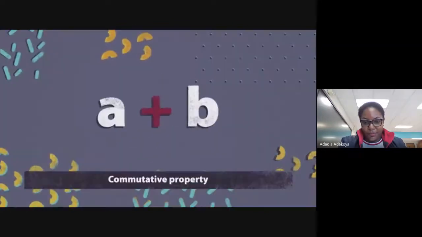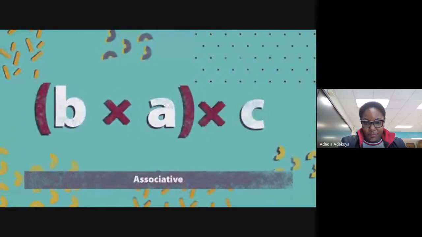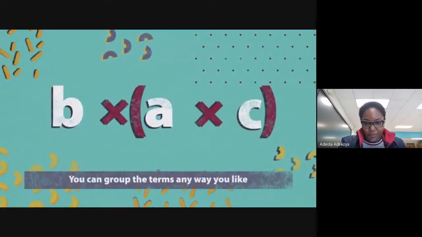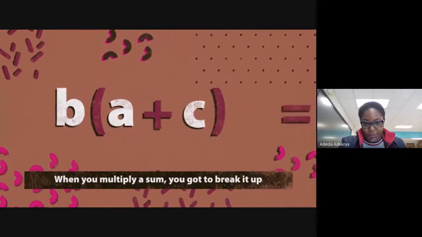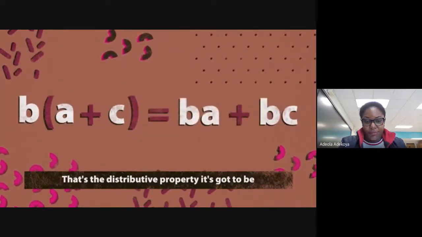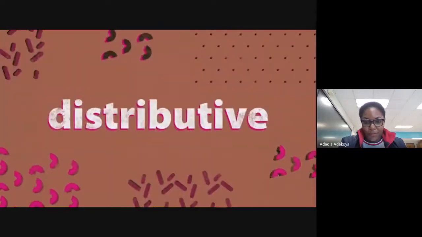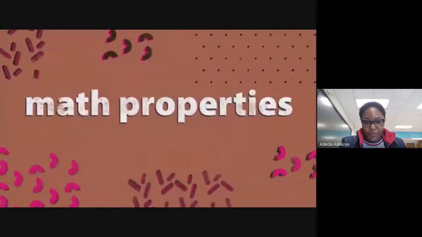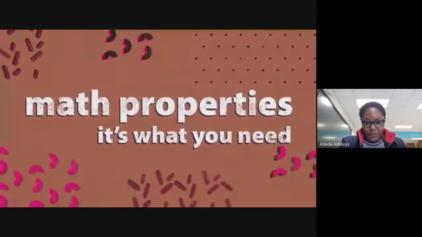hang. Commutative property in any order, you can add and multiply. Associative, you could group the terms any way you like. And now the last one, when you multiply a sum, you gotta break it up. That's distributive property, it's gotta be. Commutative, associative, distributive, all three. Math properties, it's what you need. It's what you need. It's what you need.